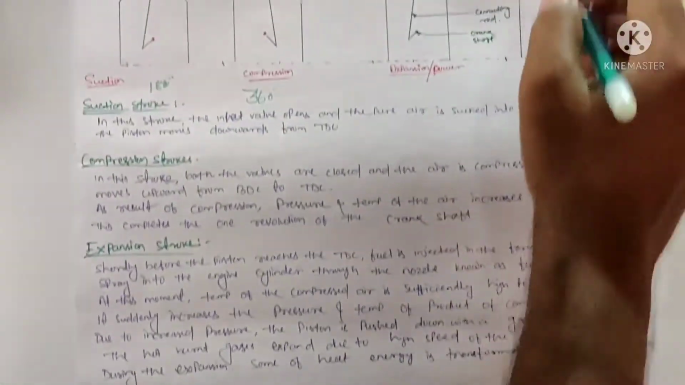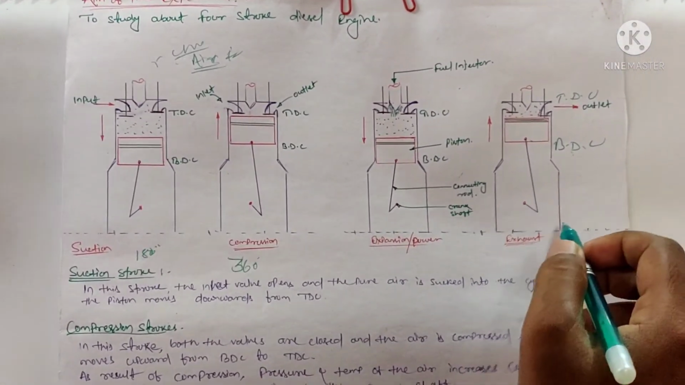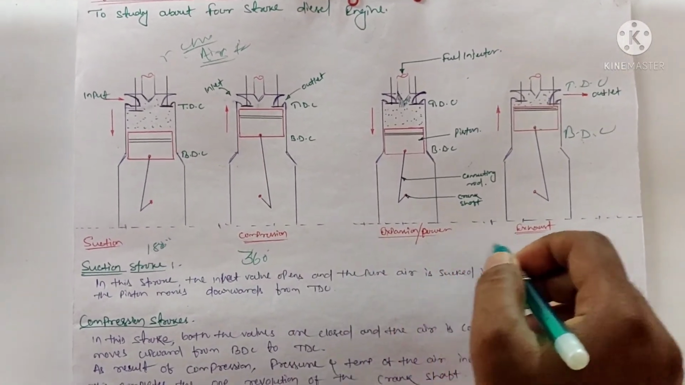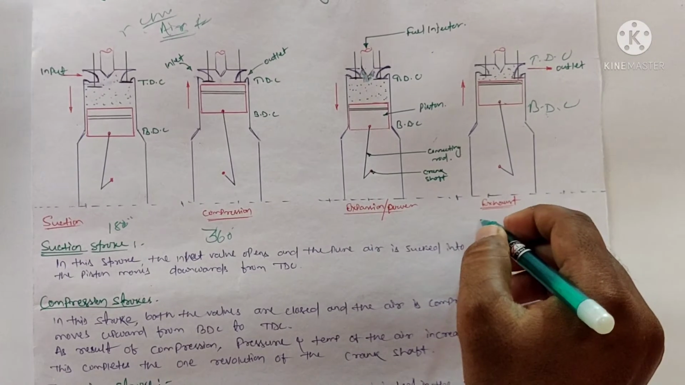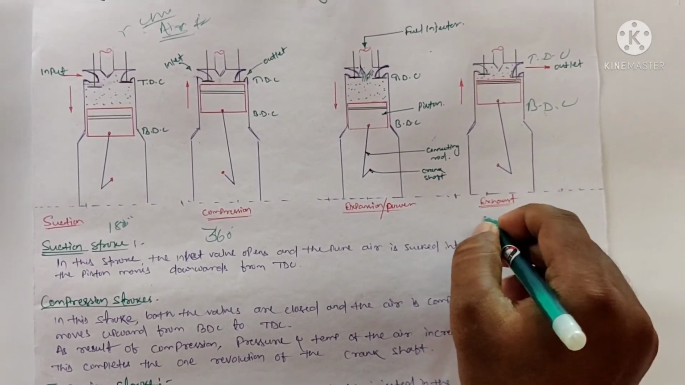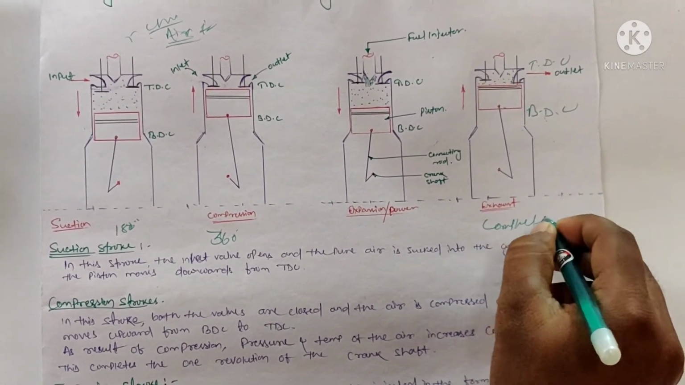In this way, the cycle is complete. That means suction, compression, expansion and exhaust. The whole cycle of the 4-stroke diesel engine is complete here. This is your complete process.